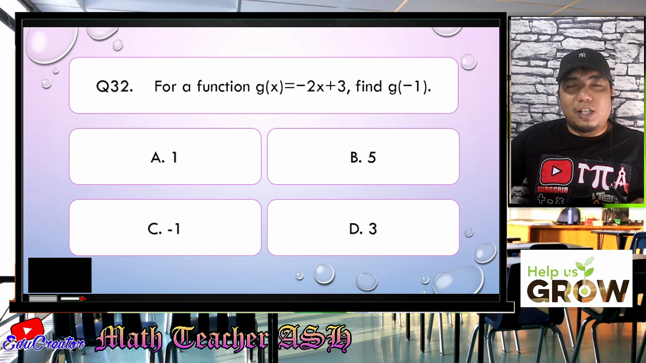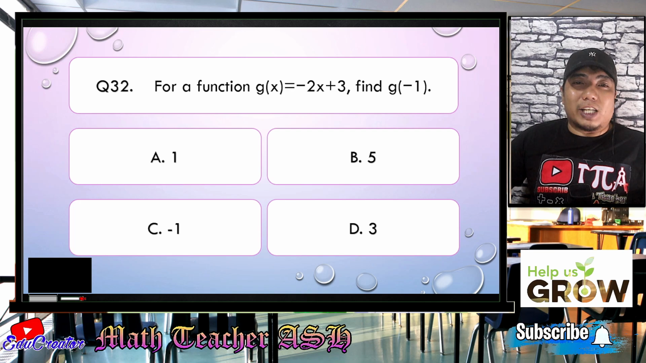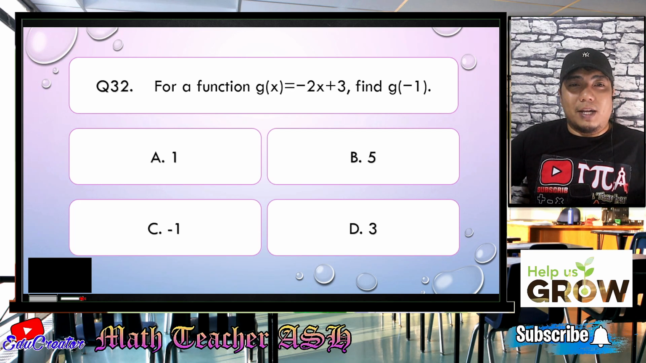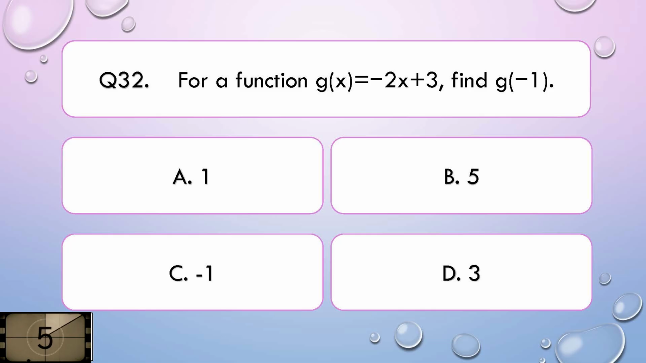For a function g(x) = -2x + 3, find g(-1). Alright, is it A, 1, B, 5, C, negative 1, or D, positive 3? I'll give you 5 seconds to think about your answer.